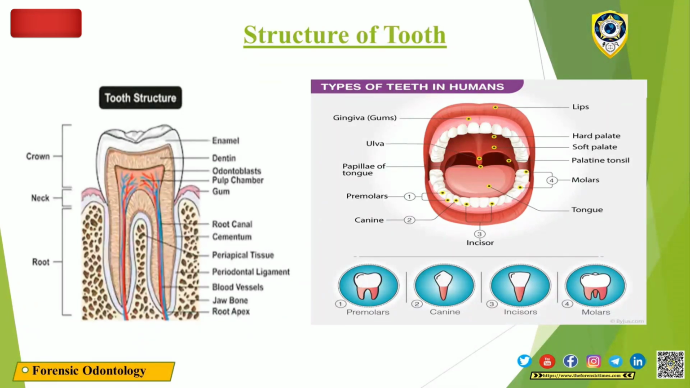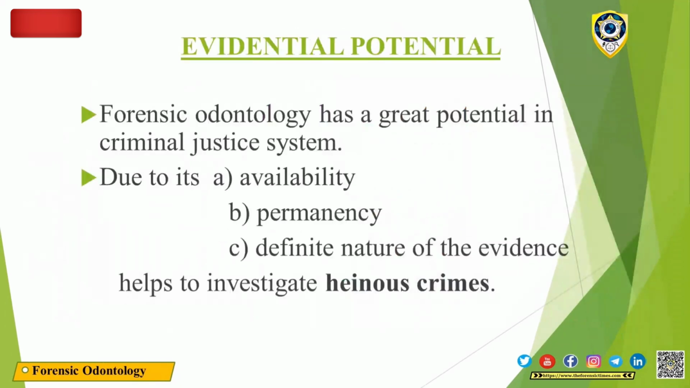Enamel is the calcium carbonate and calcium phosphate covering the dentine. Cementum is a bone-like substance that covers the dentine in the roots. And periodontal ligament anchors the tooth to the bone and keeps the teeth in alignment and acts as a shock absorber. Now what is the evidential potential of it?